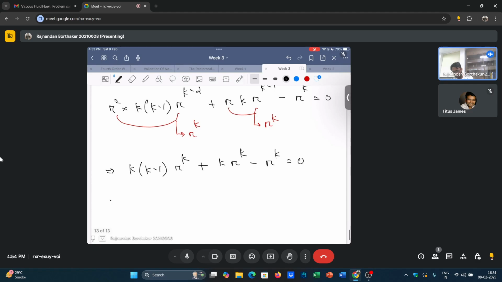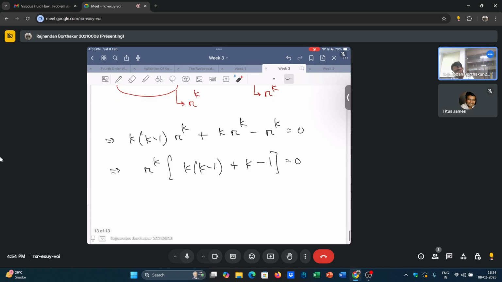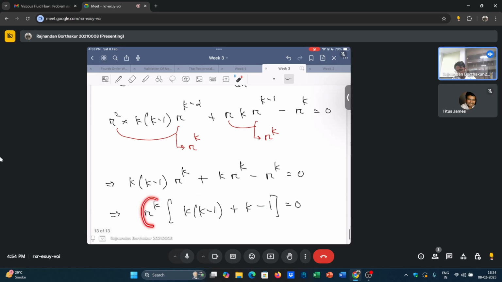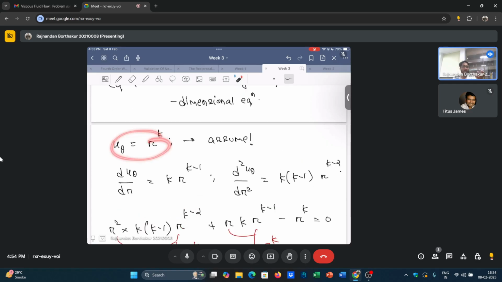And if I take r power k as common, I just end up getting k into k minus 1 plus k minus 1, and this is equal to 0. And this is only possible if this term is equal to 0, because r power k cannot be equal to 0. If r power k is 0, this means u theta equals 0, and that's the trivial solution. But we are not looking for the trivial solution essentially.